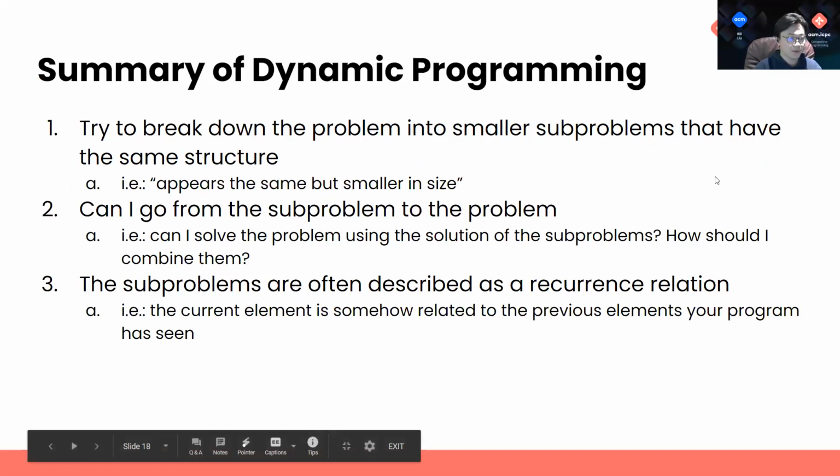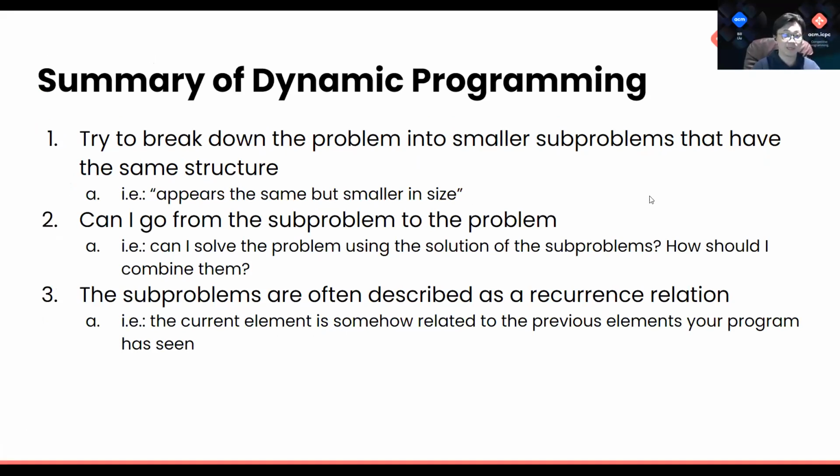And essentially, for dynamic programming, you want to try to break down the problem into smaller subproblems that have the same structure, i.e. appear the same, but are smaller in size, right? So finding the 5th Fibonacci number appears the same as finding the 8th Fibonacci number in terms of the recurrence relation, but is actually smaller in size and easier to compute.